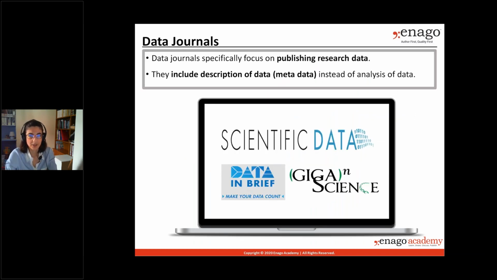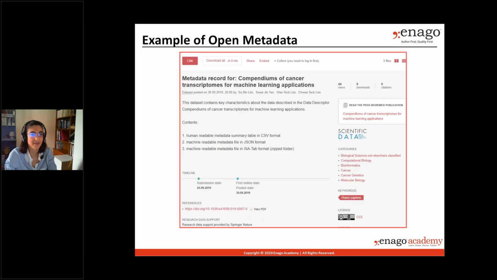Let's look at these points in a little more detail. Data journals specifically focus on publishing research data. They include description of the data, metadata, instead of the analysis of the data. And some examples are shown on your screen here: GigaScience, Data in Brief, Scientific Data, etc. If you have a lot of data that you want to make available and you do not intend to analyze and publish in the form of a manuscript, this is definitely something worth considering.